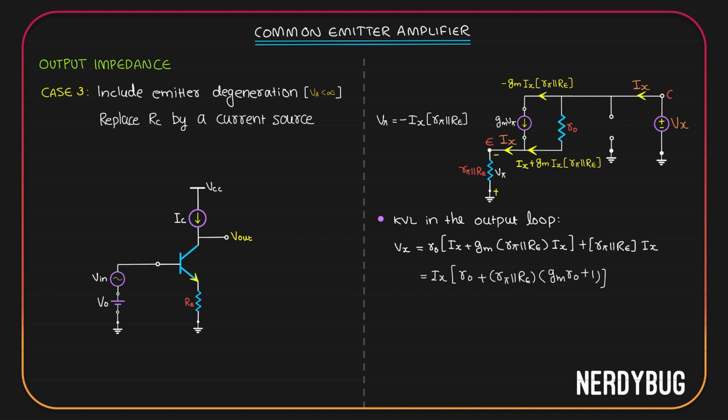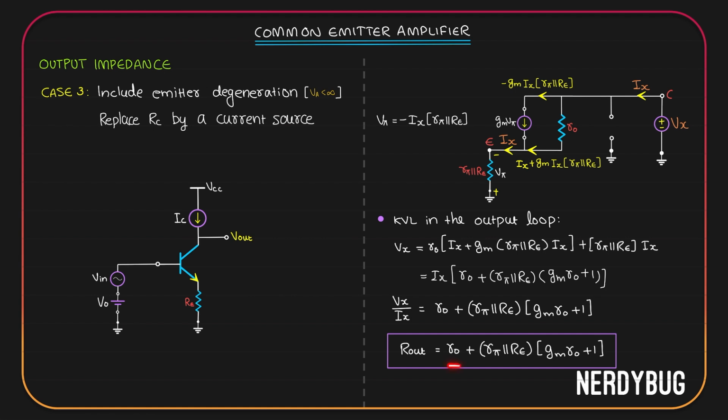What we want is Vx by Ix, which is our output impedance. From here, we can easily write Vx by Ix. Vx by Ix is R naught plus R pi parallel to Re multiplied by Gm R naught plus 1. So the output impedance is R naught plus R pi parallel to Re multiplied by Gm R naught plus 1.